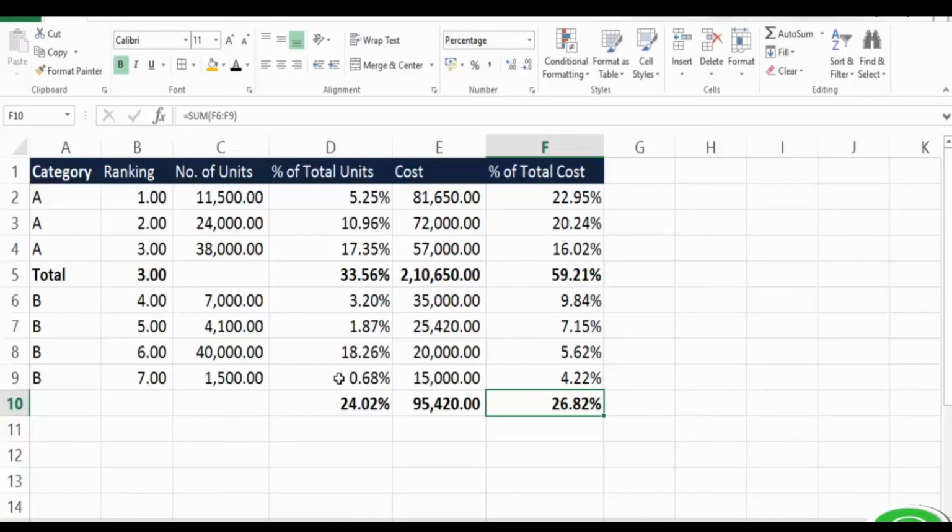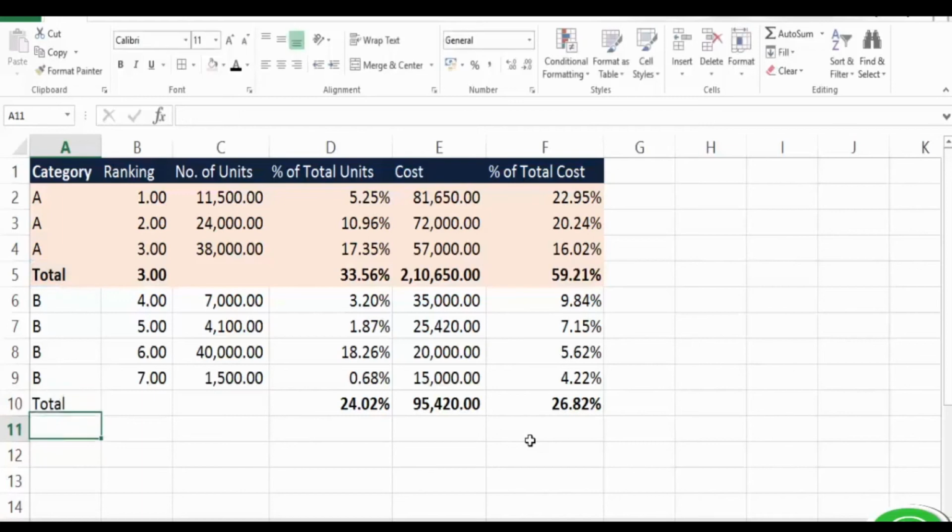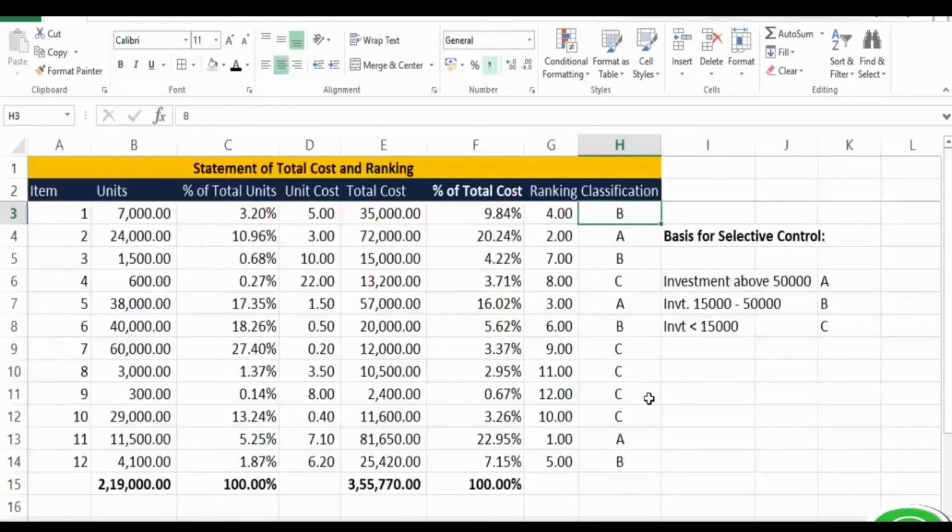Now we'll move on to category C. But before that, let's appreciate, if you note category B, there are basically only 4 items. Let me make it clear. The total number of units is not relevant, but if you look at the percentage, it is 24.02%, and in terms of total cost, it is occupying 26.82 percentage. Okay, so now we'll move on to category C.